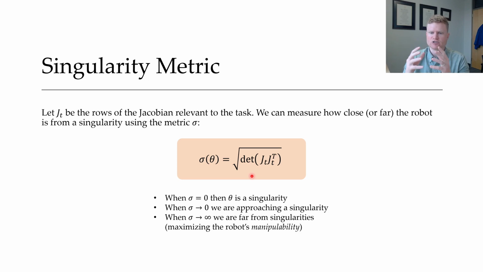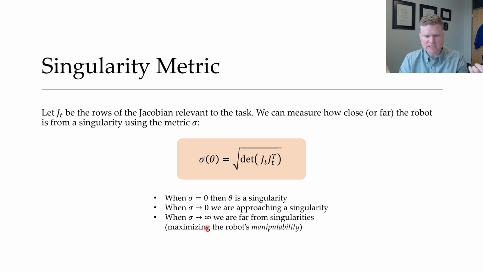On the right side, I've got my equation for sigma, and that's going to be the square root of the determinant of J_T times J_T transpose. One nice thing I like about this metric, like I mentioned, is that it's continuous. When sigma is equal to 0, that means we are at a singularity, a joint value at which my robot is at a singularity. As sigma gets smaller, I'm getting closer and closer to one of those singularities, and as sigma increases, I'm getting far away from singularities.